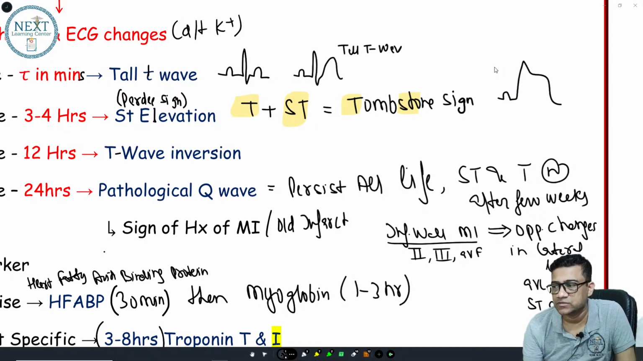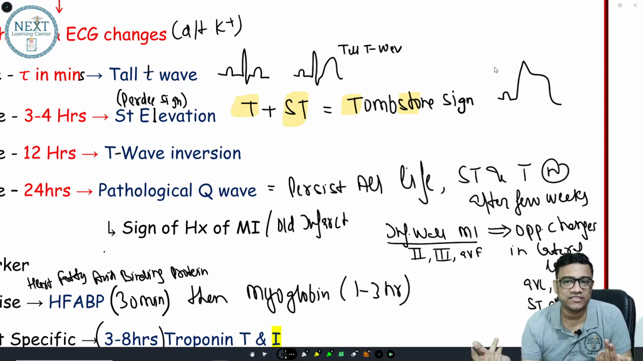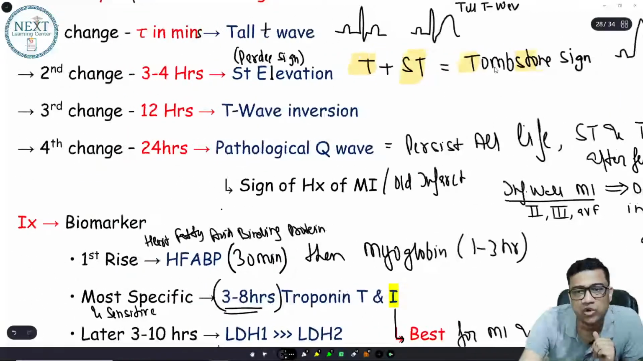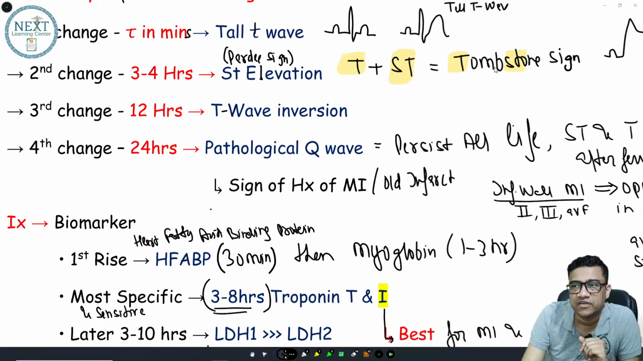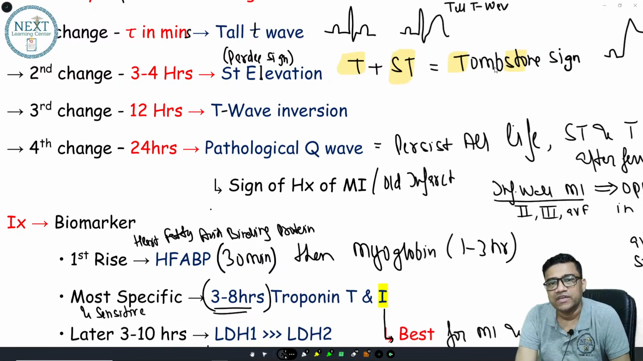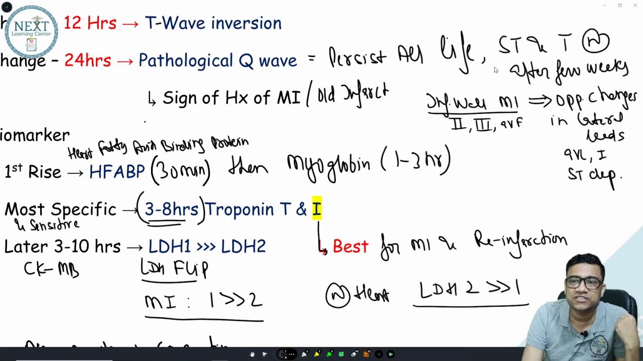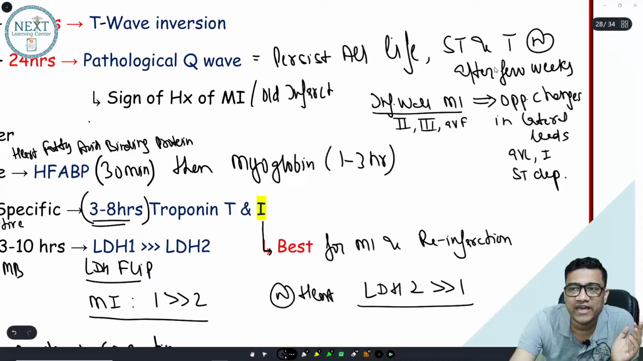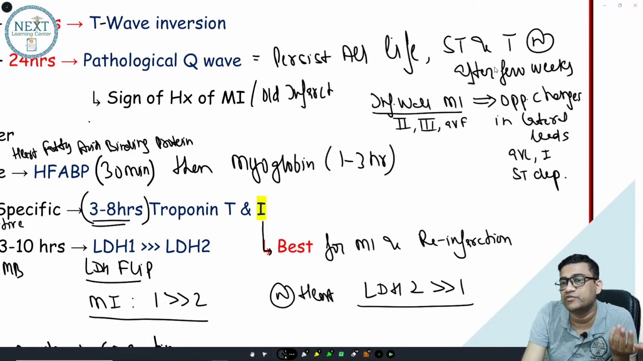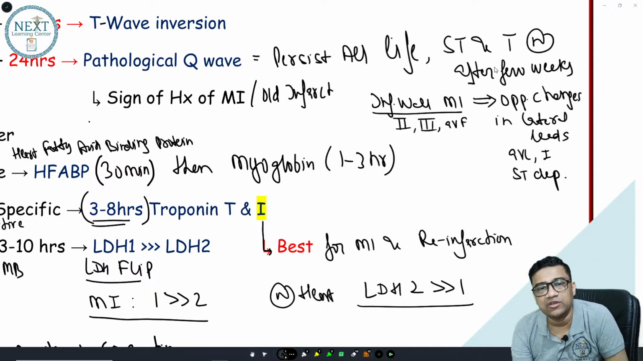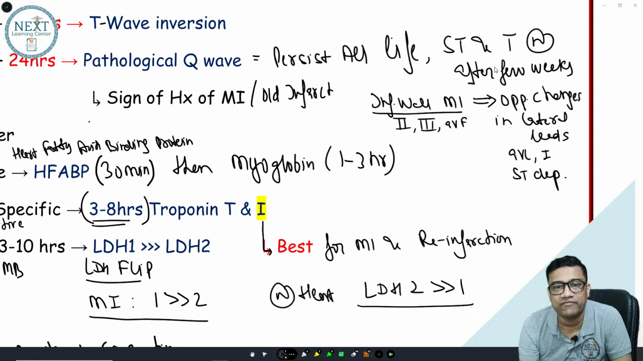Fine. So how will you remember tombstone? T then ST. Tombstone. T then ST. What is the first sign? T sign. Then there is also T wave inversion. So we start seeing inversion of the T wave. And then the last change to occur after 24 hours is pathological Q wave. This Q wave persists all life, whereas ST and T become normal after a few weeks. So that's why it is the sign of old MI. So the sign of old MI or infarct is pathological Q wave.